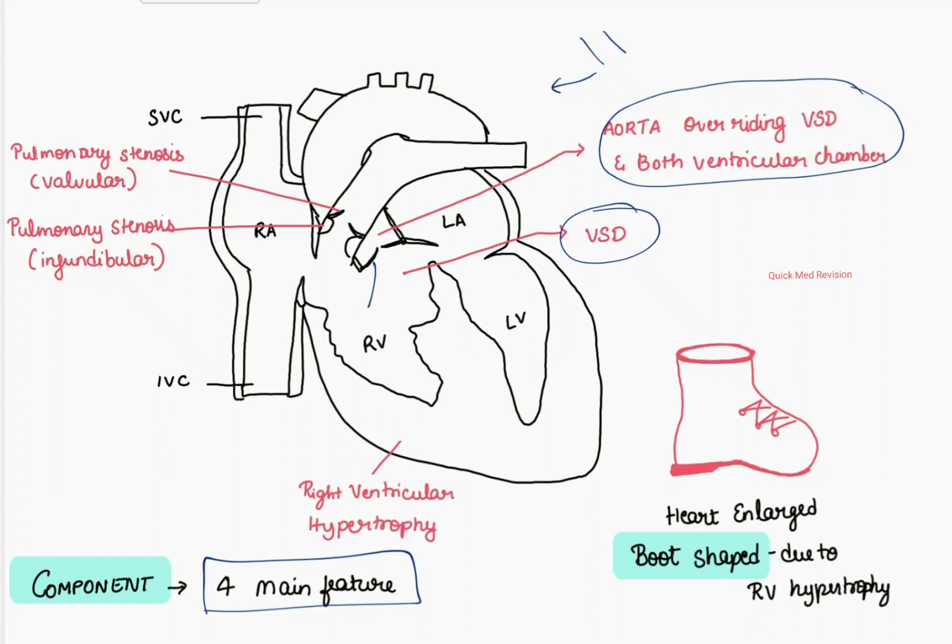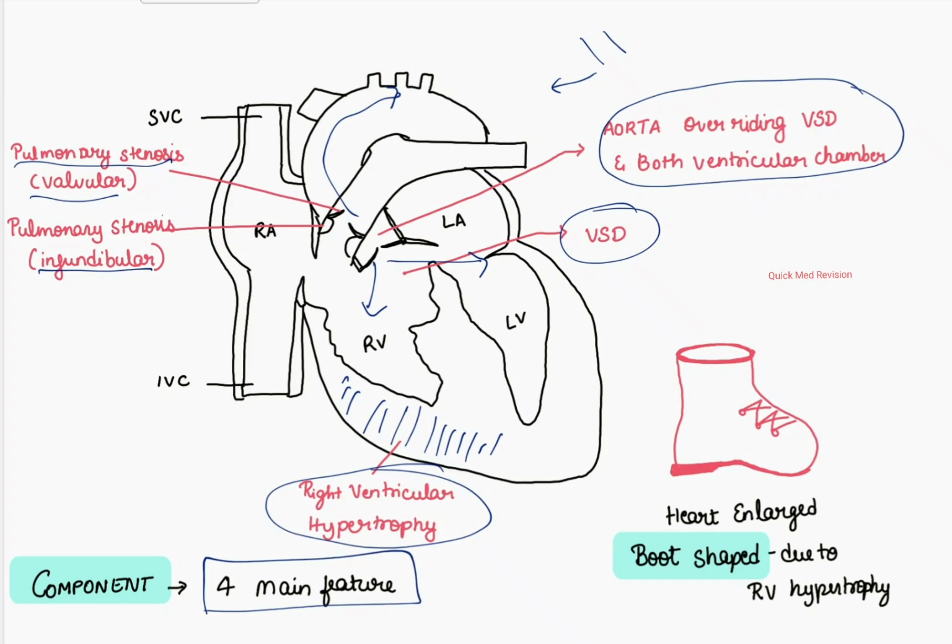It will override both ventricular chambers. As you can see, the aorta is overriding both ventricular chambers. So this is the aorta, and it's overriding. Then we have right ventricular hypertrophy. As you can see, the thickness of the right ventricle has undergone hypertrophy. Then we have pulmonary stenosis, both valvular and infundibular.